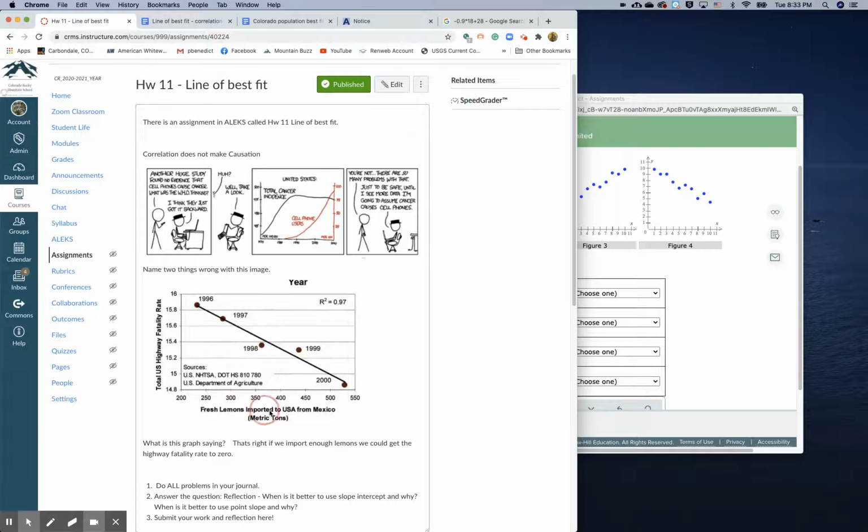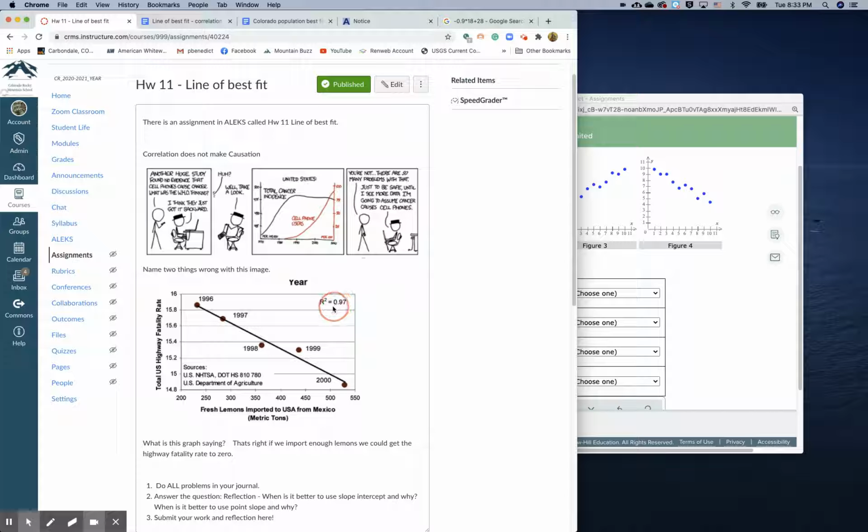to the USA from Mexico in metric tons, and total U.S. highway fatality rate. So in other words, this is a rate, probably like this represents 16% of people, our car accidents are fatal. And what this graph is saying is that they are negatively correlated, which means that as we import more lemons, the fatality rate's going to go down. Now we all realize that those two variables have nothing to do with each other, even though they are said to have a strong correlation.